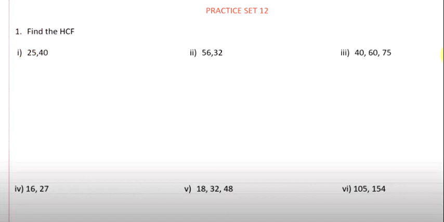Let's begin with practice set 12. Find the HCF. HCF is the highest common factor or the greatest common divisor. Here, for the first sum, we are finding the HCF of 25 and 40.